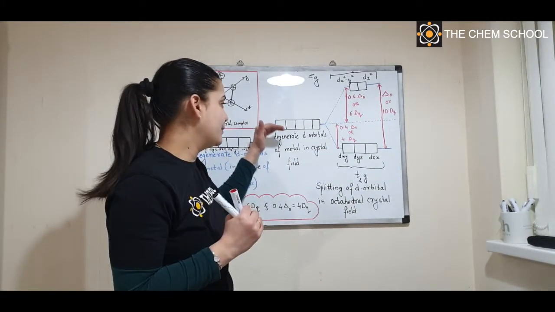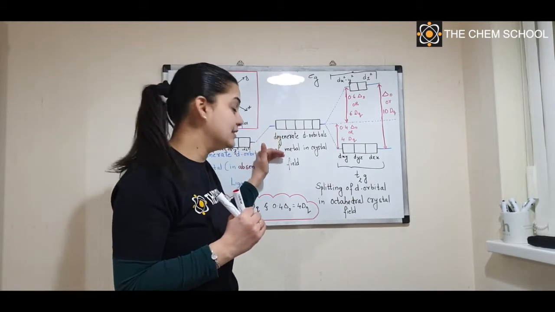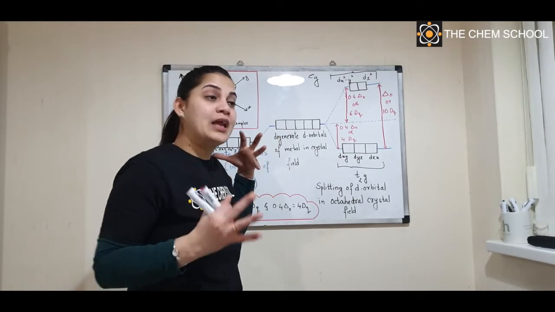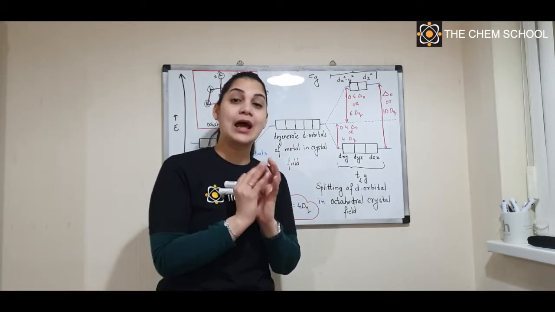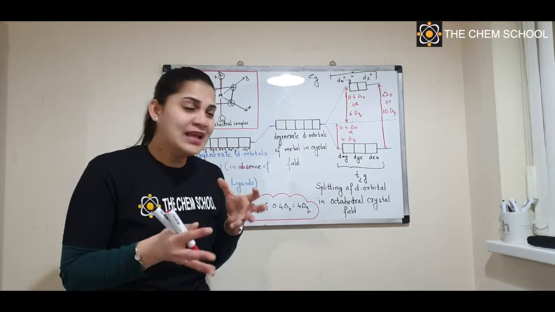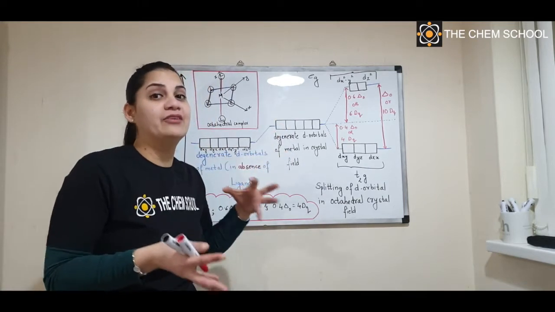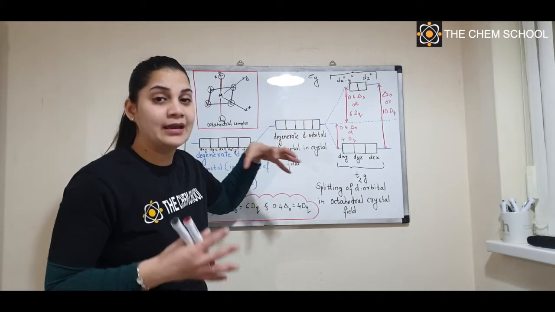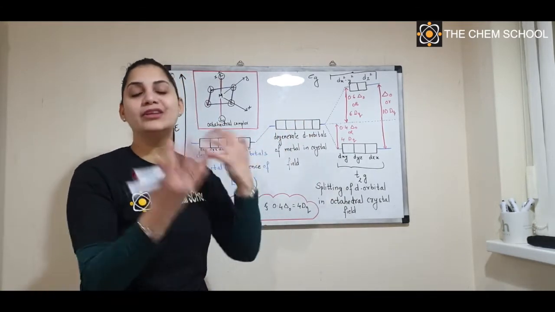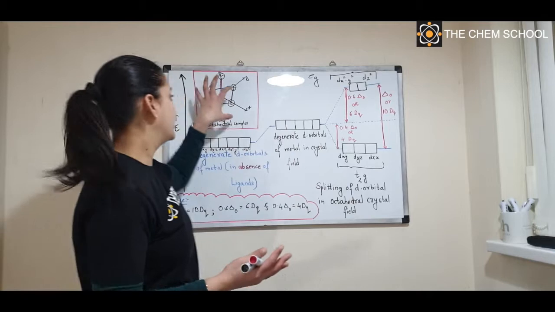Now this is nothing but the degenerate d orbital of the metal now in the crystal field. Now they are about to form a crystal. The crystal is not yet formed, they are about to form the crystal. This is the initial repulsion that they face, and because of that the energy is increased. Now what happens after the formation of the crystal?